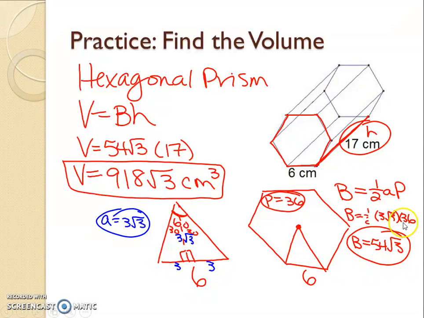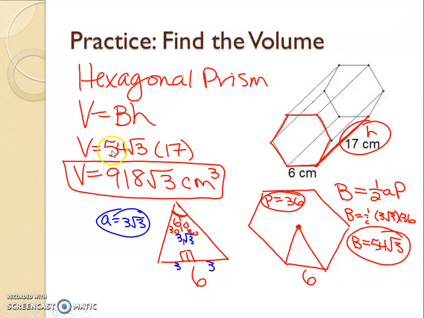You have to multiply whole numbers. This 3 is a whole number. So 3 times 36 is 108 divided by 2 or multiply by half. That's 54. So you just work with the whole numbers, and this radical is not a like term as a whole number, so you bring it down. So 54 radical 3 is your base area of this regular hexagon, using half times A times P, and then times 17, which is the height.